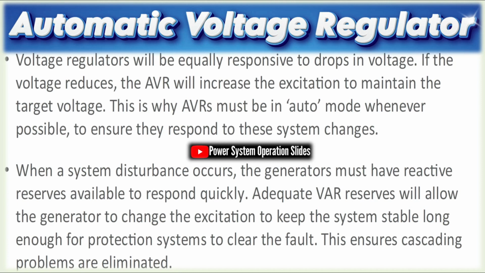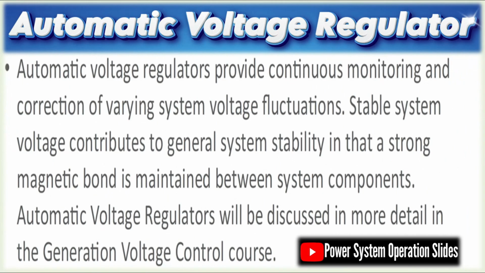Power system stabilizers (PSS) enhance grid stability. The automatic voltage regulator maintains constant terminal voltage by adjusting excitation based on load conditions. It ensures synchronization, reactive power sharing, and voltage support.